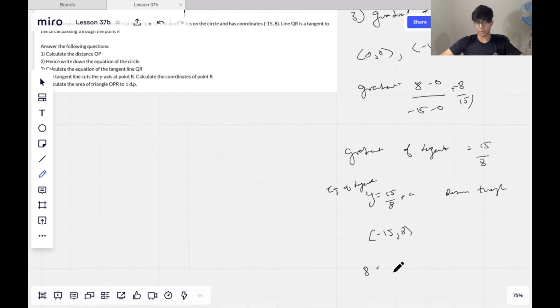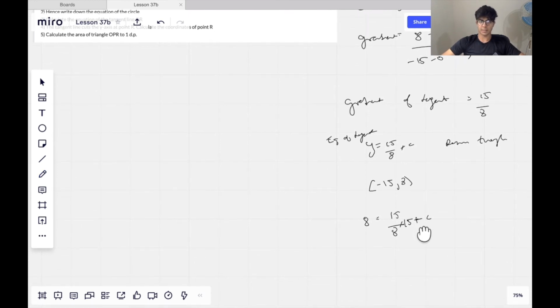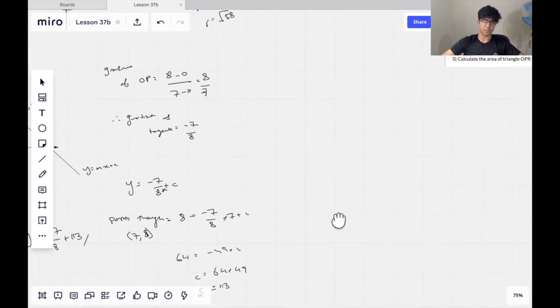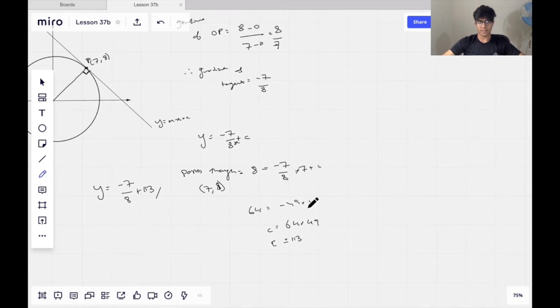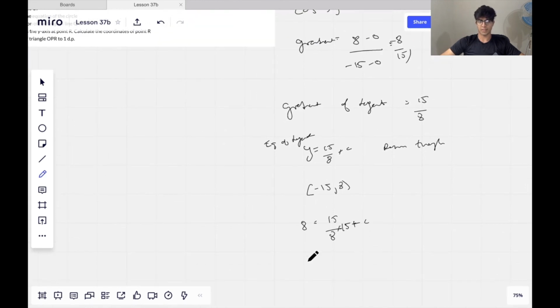8 is equal to 15 over 8 times minus 15 plus c. Times everything by 8. Oh, silly me, I just realized I made a big mistake here. I didn't times the c by 8, so this was 8c. So times everything by 8 here, 64 is equal to minus 15 squared plus 8c.